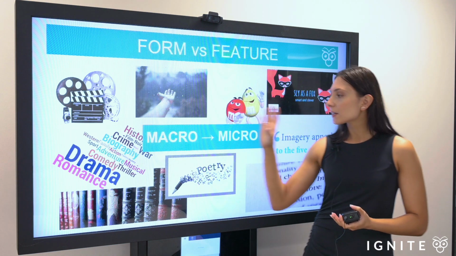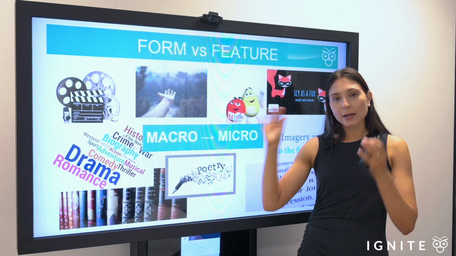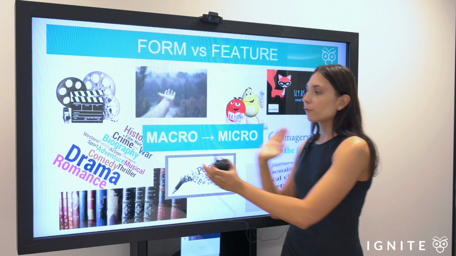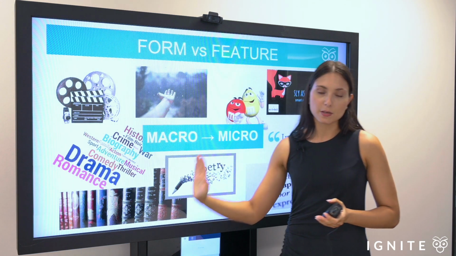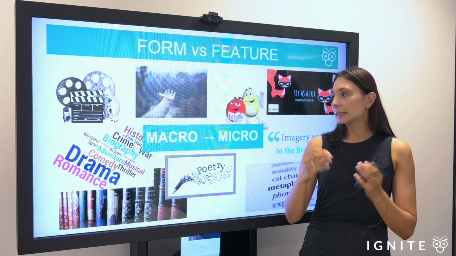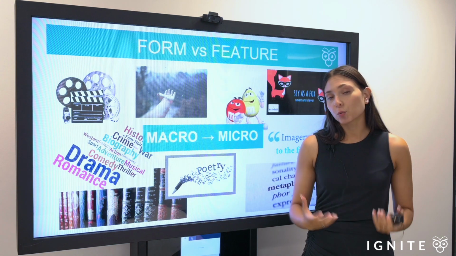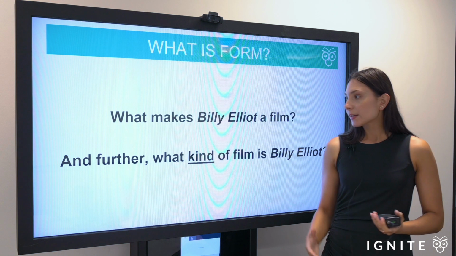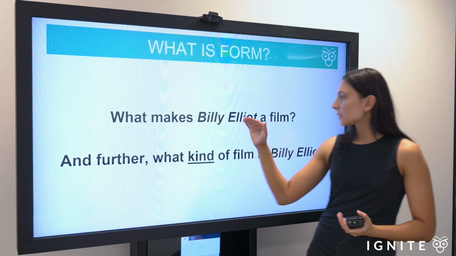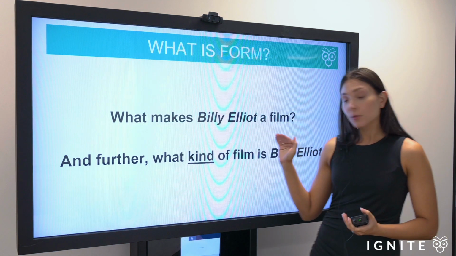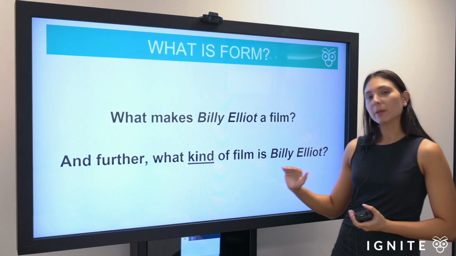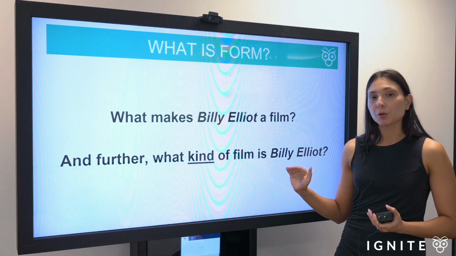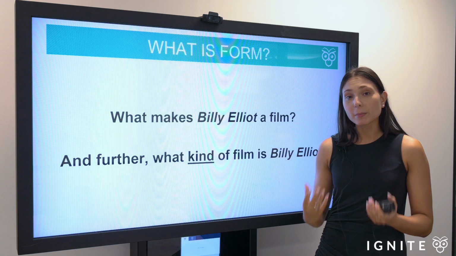All right, so hopefully that's a nice little recap for you. In this video, like I said, we're focusing on form. We're focusing on the left-hand side over here: what characterizes Billy Elliot's text type and the genre that's used throughout. To break it down again more simply, we're asking ourselves, what makes Billy Elliot a film? And further, what kind of film is Billy Elliot? That's what I mentioned earlier on, the term Bildungsroman, the coming-of-age tale.